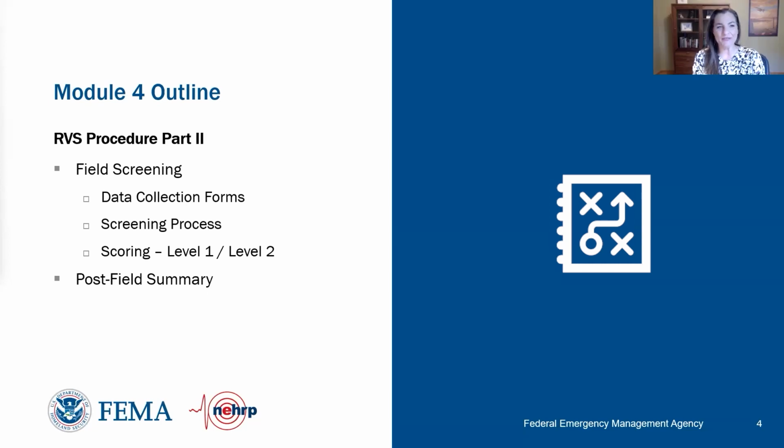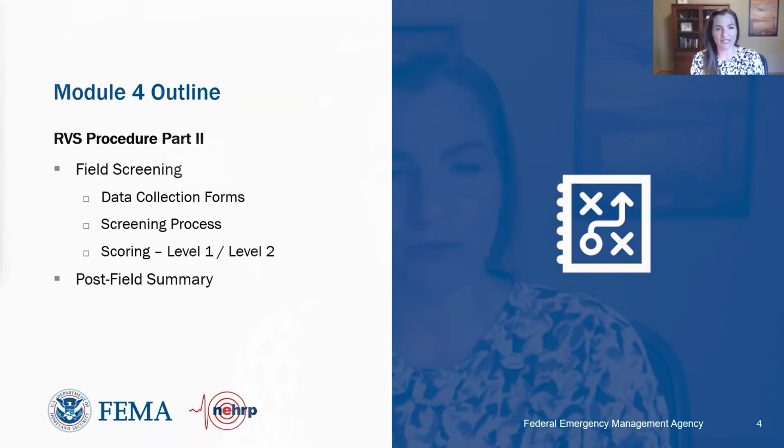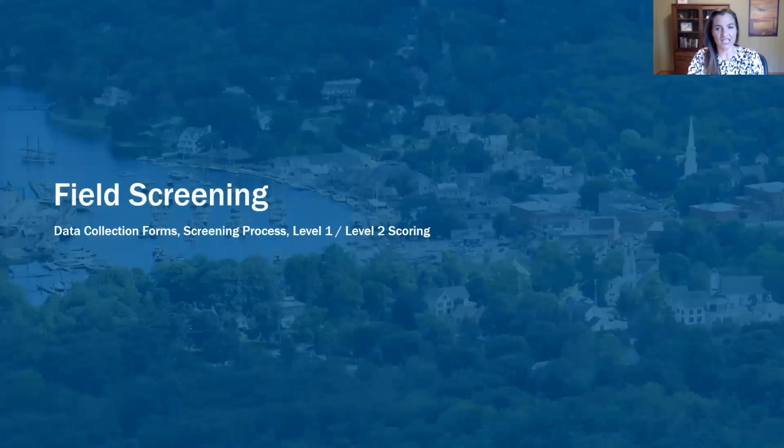All right, welcome to Module 4. We're going to do the second part of the RVS procedure, which includes field screening, so filling out the data collection forms at the site. We're going to talk about the screening process, what we need to do, what we need to think about, scoring for the level 1 and the optional level 2 forms. And then we'll talk briefly about post-field processes and activities, how we want to use this data. So we'll start with the field screening.